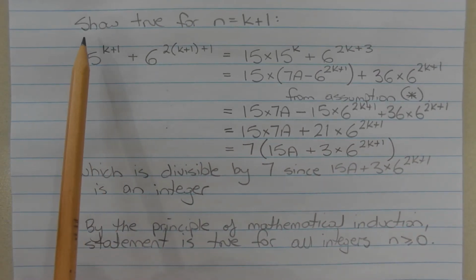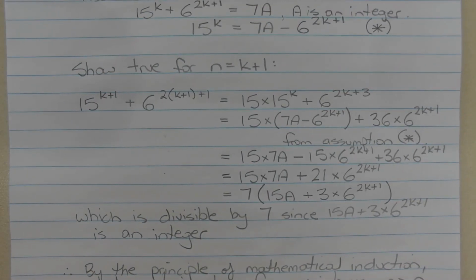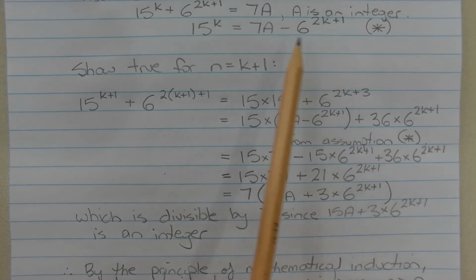The next step is to show that the statement is true for n equals k plus 1. So 15^(k+1) + 6^(2(k+1)+1) is equal to 15 times 15^k + 6^(2k+3), which equals 15 times (7a minus 6^(2k+1)) plus 36 times 6^(2k+1), and this is from the assumption.